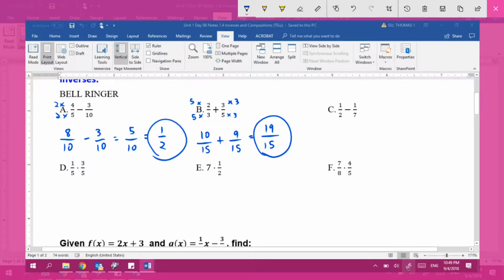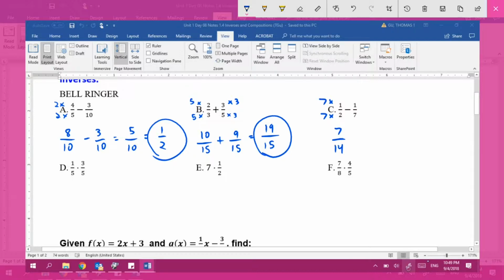And C, we're going to use the same strategy. We're going to find the least common multiple. That's going to be 14. So how do I get 2 to 14 with multiplication? I'm going to multiply by 7. And I'm going to multiply the top by 7. So what's 7 times 1? That's 7. And then 7 times 2 is 14. So my first term has become 7 over 14.